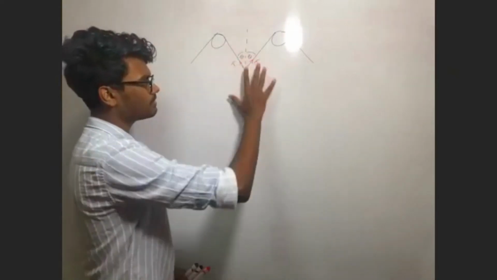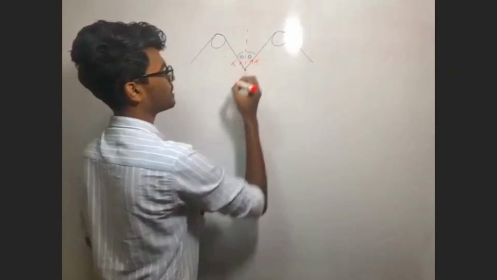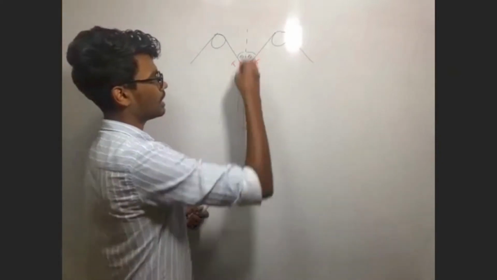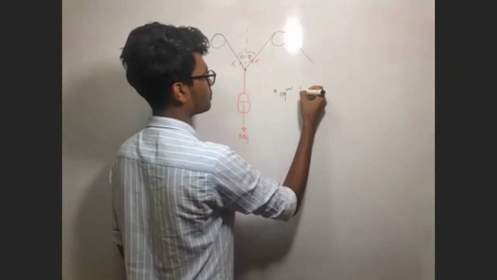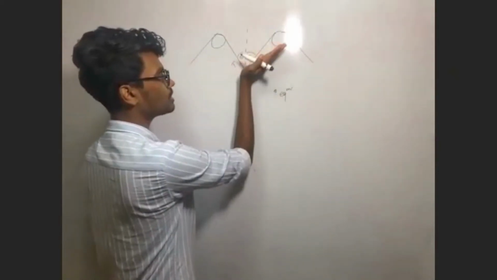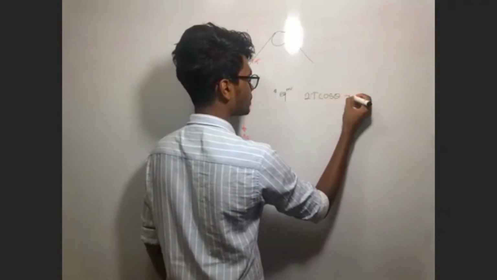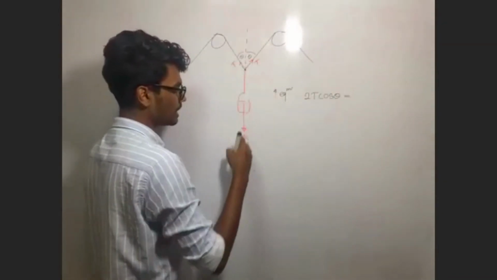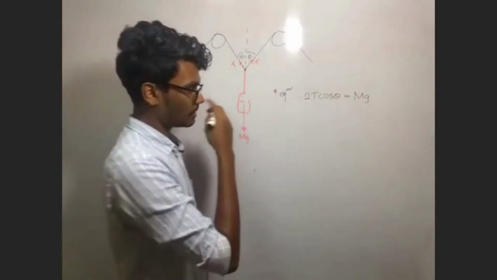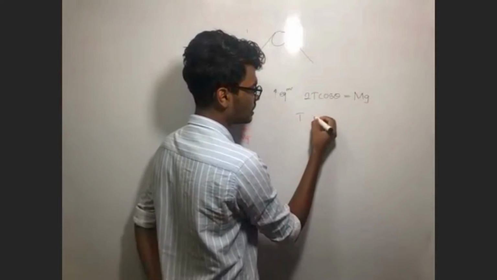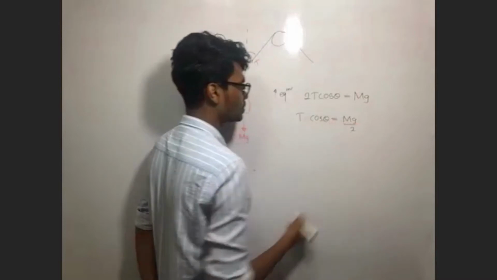So first of all, let's assume equilibrium at this point. What is it then? Upward equilibrium. The upward forces are T cos theta and T cos theta, so 2T cos theta. What's the downward force? mg. The downward force is mg, right? So T cos theta is equal to mg over 2.